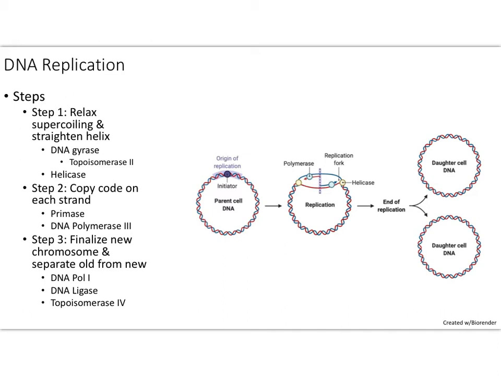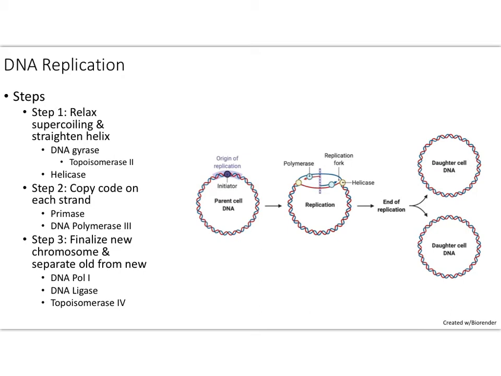Once a chromosome has had its supercoiling relaxed, it's kind of straightened out, and the helicase has separated out the backbones, this second stage can occur.